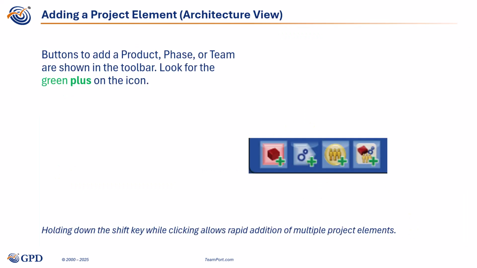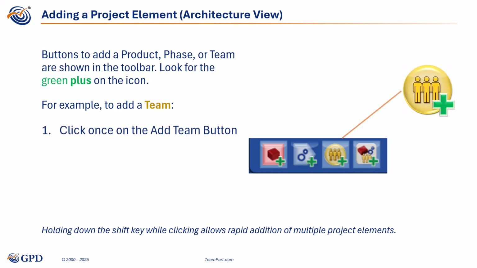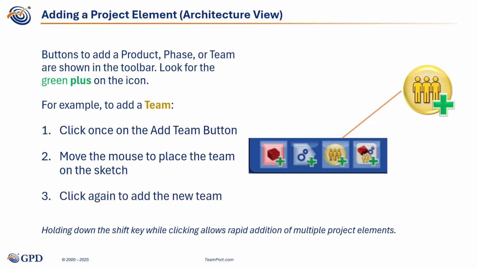Taking a closer look in the Sketch view, the steps to add project elements are simple and similar. Buttons to add products, phases, or teams are on the right in the toolbar. Look for the green plus on the icons. A team is added by clicking once on the Add Team button, then clicking again on an open area of the sketch to place the team. Since teams require a location, TeamPort will check to see if at least one location has already been added on the Locations view. To add multiple teams quickly, hold down the Shift key while clicking on multiple places on the sketch.